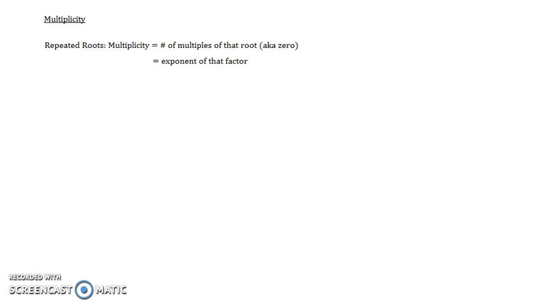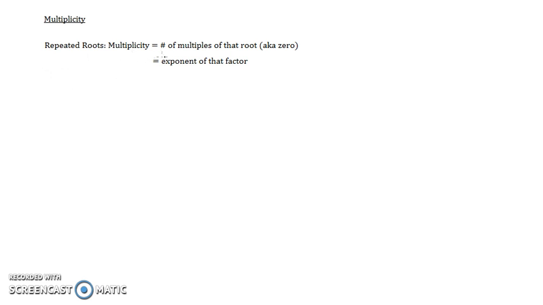Okay, the next thing that we're going to talk about is something called multiplicity. This might be something that you've never heard of before, but don't worry, it's pretty easy to figure out. We're dealing with something called repeated roots. Roots is another name for zeros or factors. They're all the same depending on how you look at them. And repeated means that it happens more than once.